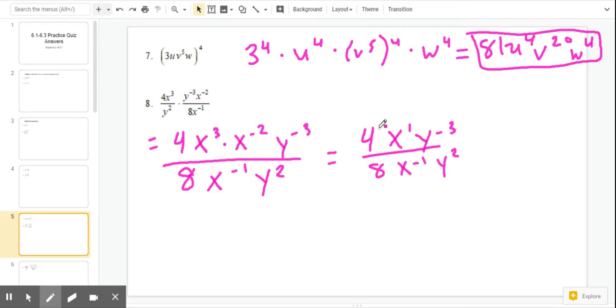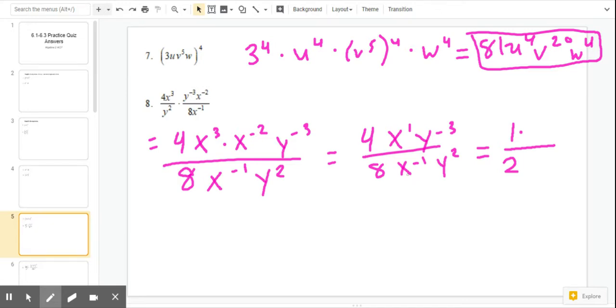We have 4 over 8, so you always want to keep your bases together. So 4 over 8, that's a fraction that we can simplify. So I'm going to divide both of those by 4, and I'm going to be left with 1 over 2. So then let's look at my x's now. So we have x to the first over x to the negative first.